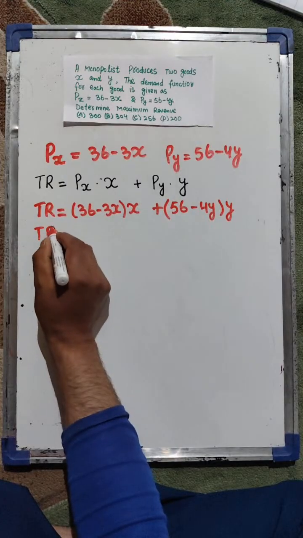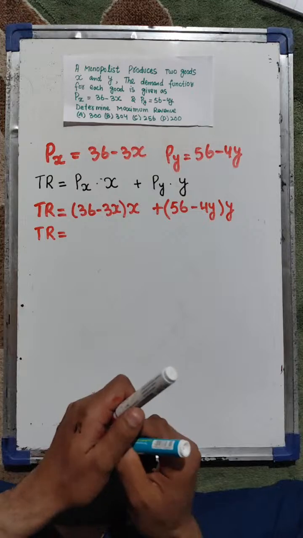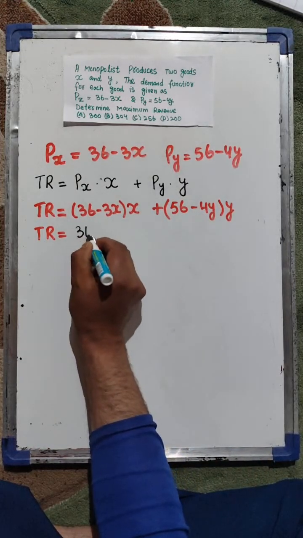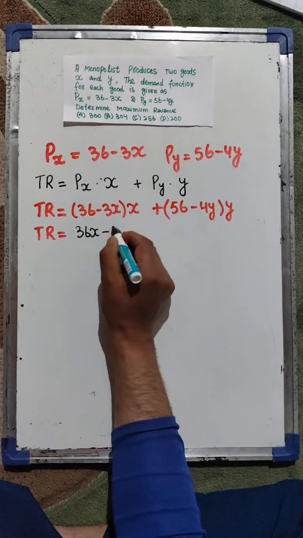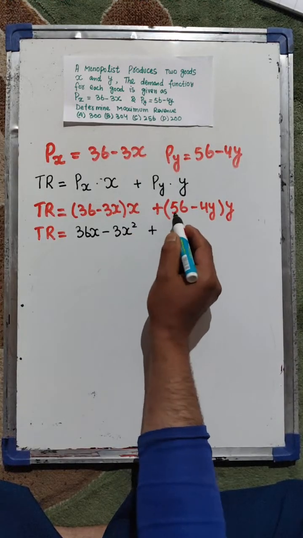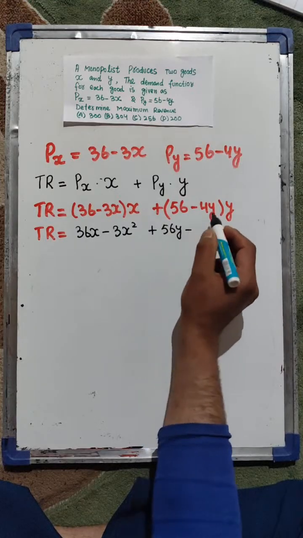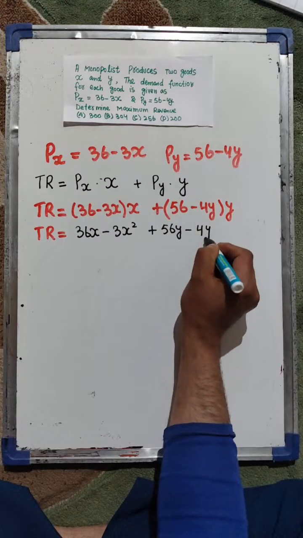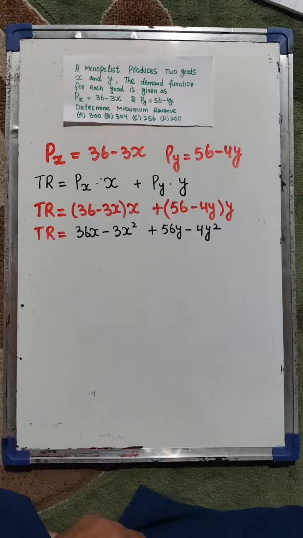So the total revenue function for the monopolist will be 36 times X is 36X, minus 3X into X is 3X square, plus here also 56 times Y is 56Y, minus 4 into Y square is 4Y square. Okay, so this is the total revenue function of the monopolist.